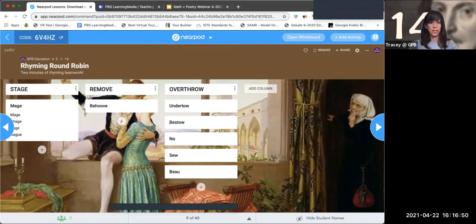Okay, we've got 5 seconds left. 3, 2, 1, stop. Okay, now we're going to move on. I'm going to go from overthrow to stage. Alexander's going to go from stage to remove, and Mike's going to go from remove to overthrow, and we will have another 30 seconds. You ready? On your mark, get set, go.